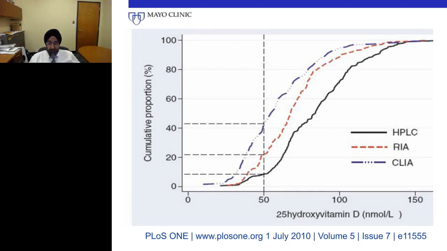And if we use the automated analyzer assay, then our conclusion will be that we will be overestimating the vitamin D deficiency in the general population. So the best case scenario would be that all those three lines are on top of each other, so that we don't have any variation and confusion among the patients and the physicians.